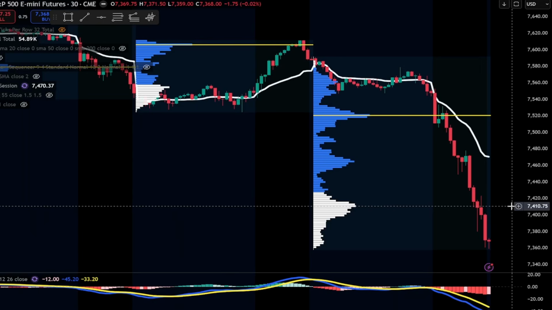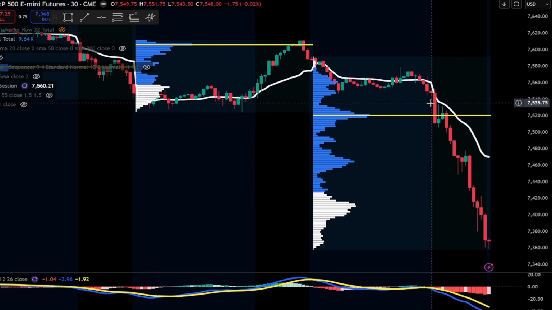As we can see, the S&P 500 was down 2.64%. Ever since the market opened, we never saw price coming back towards the VWAP. So if you're a VWAP trader looking for reactions near the VWAP, we simply did not get one.